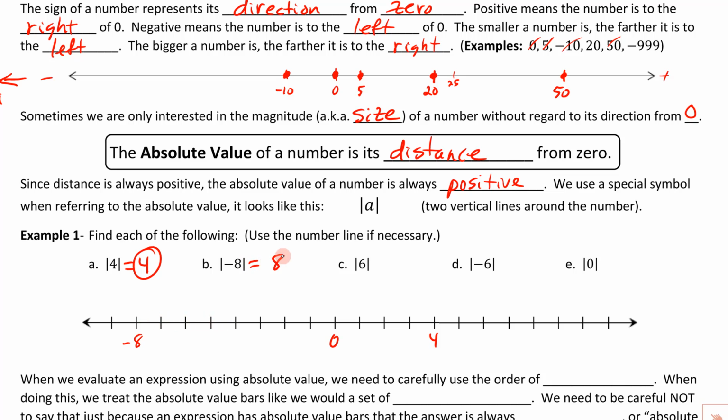The answer on this one is 8. Now you'll notice that the answers to both of these are positive, and that's because all we're doing is counting the distance that it is from 0. We don't care which direction, we only care how far. Okay, so let's take a look at this next one.